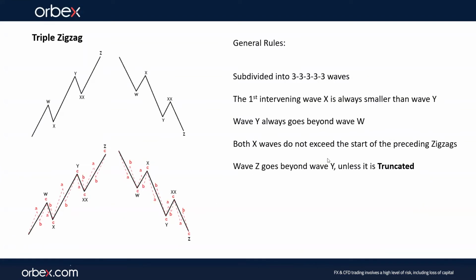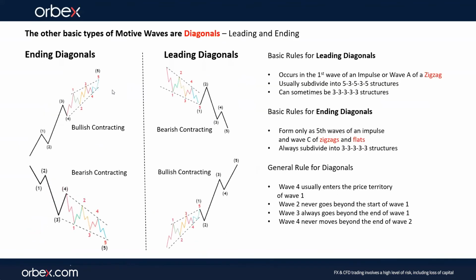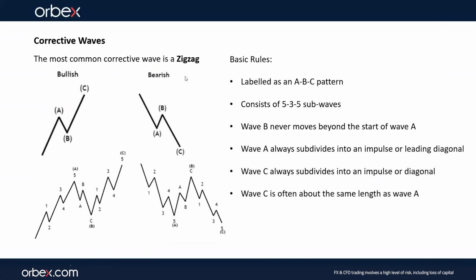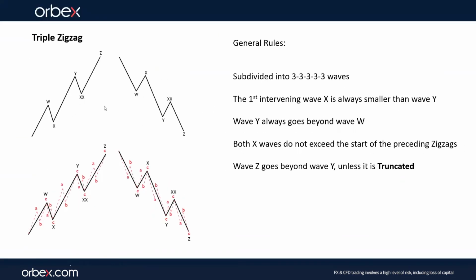Both X waves do not exceed the start of the preceding zigzags. So basically these X waves will never dip into this territory here. So the second X will never go here and the first X will never go beyond there. And wave Z goes beyond wave Y unless it's truncated. So like we saw in an impulse, just quickly go back, we could have wave Z finish slightly below wave Y, which would be here. However, it's very rare. So I've broken it down into what we can see here.